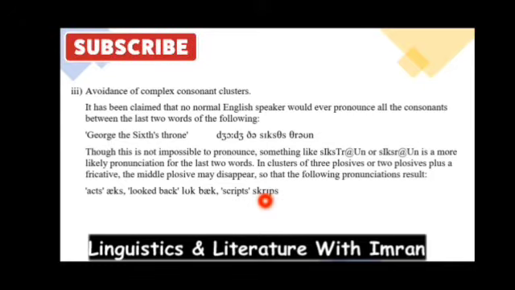So the t disappears, as it is told here that in a cluster of 3 plosives, when we have 2 plosives plus a fricative, the middle plosive may disappear, so that the following pronunciation results. So one of the plosives will disappear, like we say acts, right? The t is also a plosive, so here the t disappears. Or we have d, which is a plosive, which will disappear, like look back. And in scripts, t is a plosive, so the t would disappear.